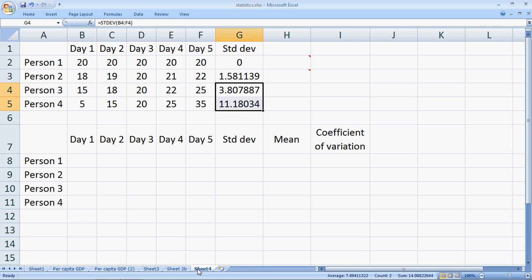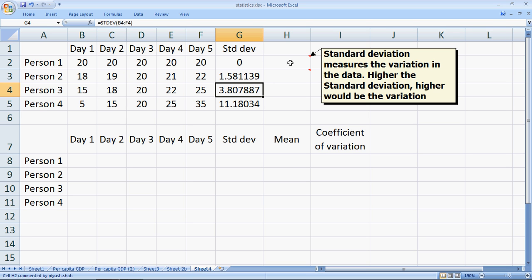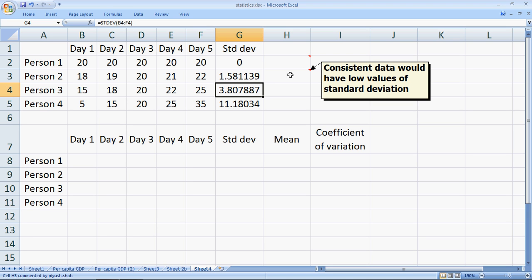Perfect. So what we observe is that as the variation in data increases, the standard deviation increases. So the first principle is that standard deviation measures the variation, and the higher the standard deviation, the higher the variation. Consistent data like person 1 has zero standard deviation. When the standard deviation is low, that means the data is consistent.